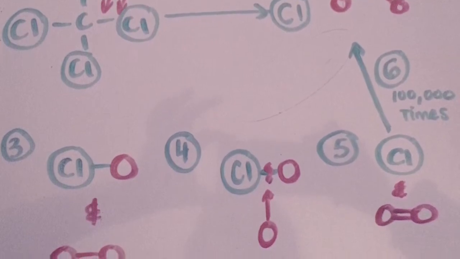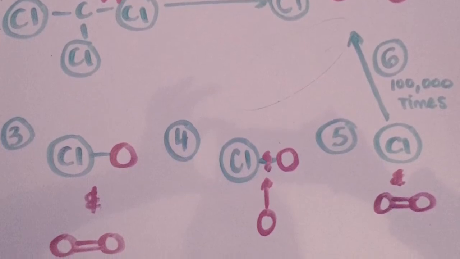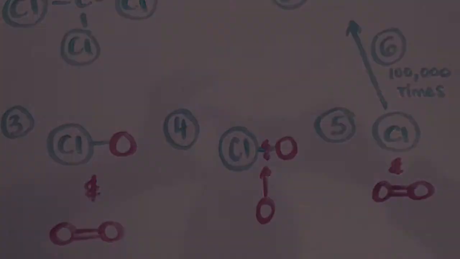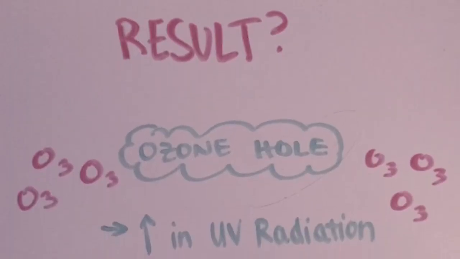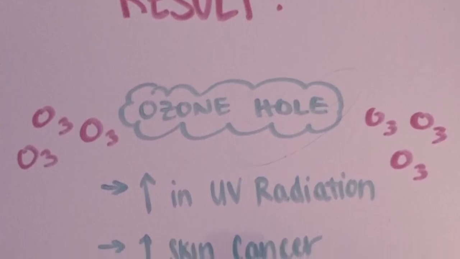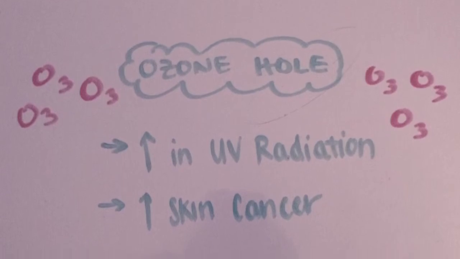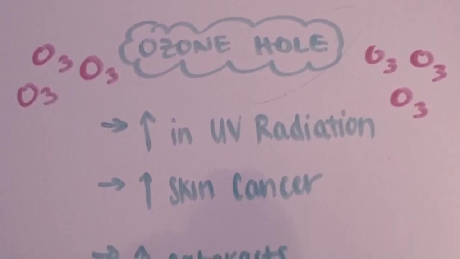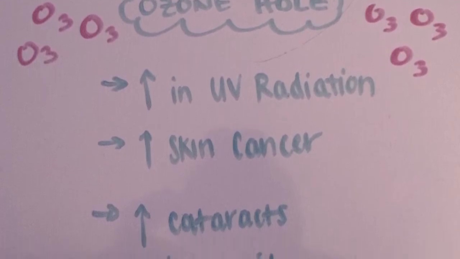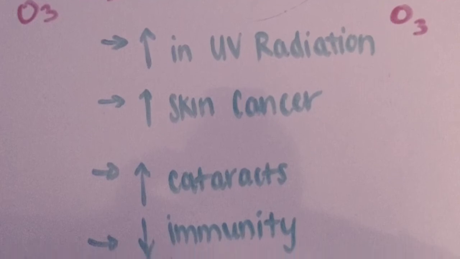The lone chlorine then repeats its job up to 100,000 times, breaking more ozone molecules. The overall result? A hole in the ozone layer 100,000 times the size for every chlorine or bromine released into the stratosphere. An increase in UV radiation, which increases the risk of skin cancer, a higher chance of developing cataracts, and a lower human immune system.